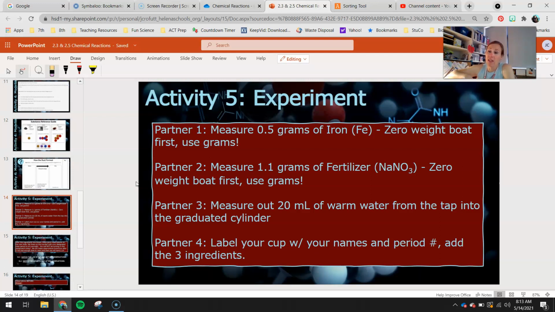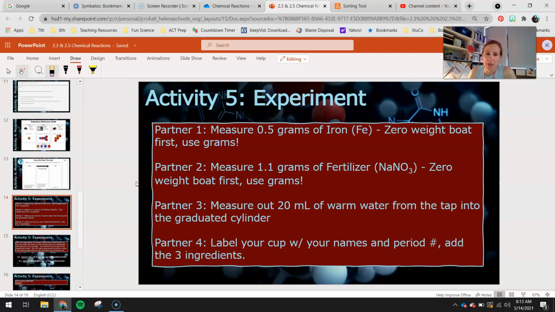We're just weighing the iron. And then once your scale is at 0, you guys can slowly add a little bit of those iron filings until you guys have exactly 0.5 grams. If you go over, you need to scoop some of those back out into the container. Okay? Once you guys have that done, partner 1, you will bring that back to partner 4, and they will dump it into their little cup.